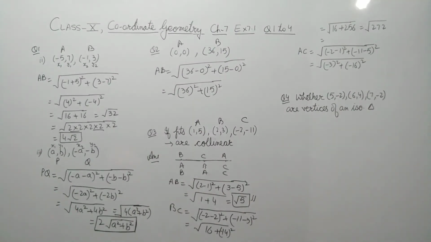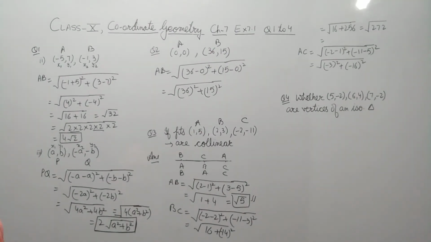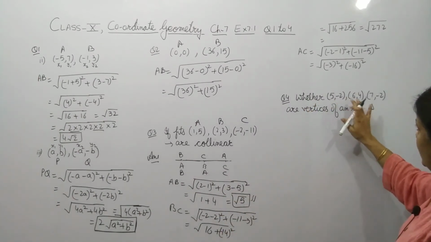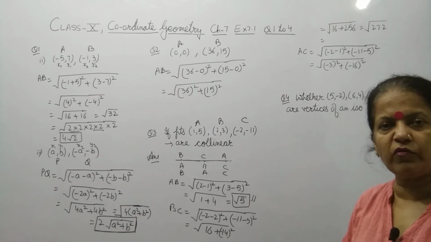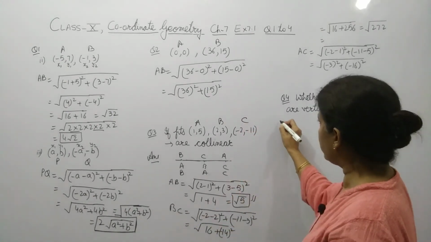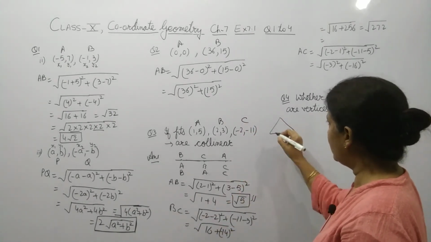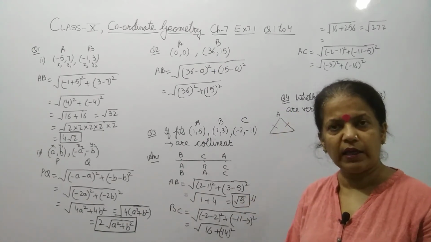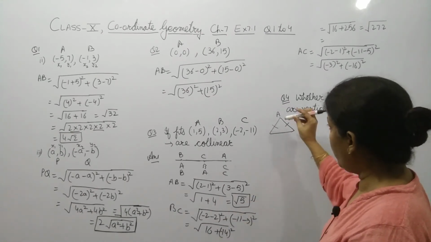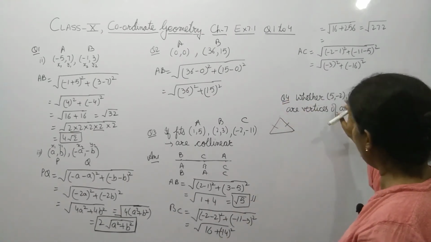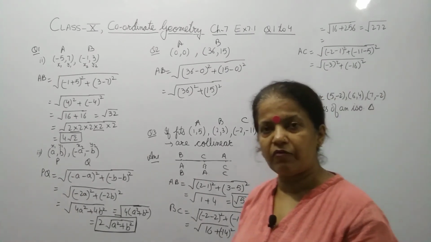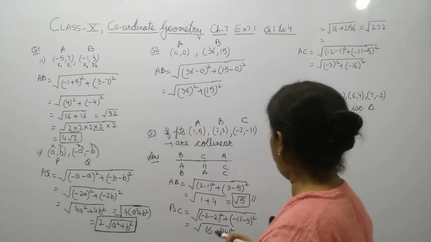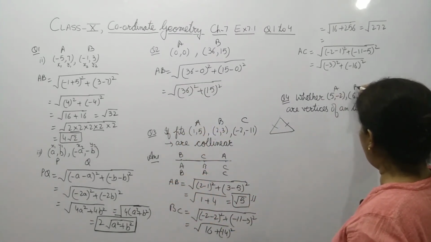Okay, now come to the question number 4. In question 4, they are asking whether these coordinates are the vertices of an isosceles triangle. अब ये एक isosceles triangle कब होता है? Isosceles triangle कब होगा? When two sides are equal to each other, isn't it? So what we will do? Again we will find out their distance, and after finding out the distance, the two distances should be same. So let it be A, B, C.